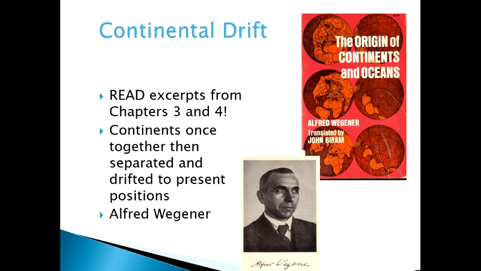So this whole notion starts with the idea of continental drift, that the continents were once together and then they've been separated and drifted to the present positions. And this whole idea we owe to this fellow named Alfred Wegener. Now, look at the title of that book, The Origins of Continents and Oceans. So this is how we got our modern oceans.